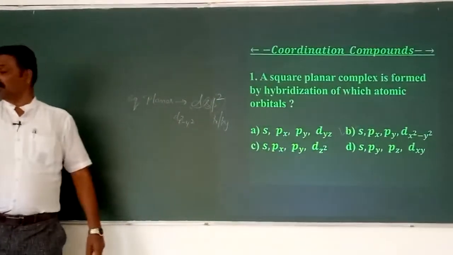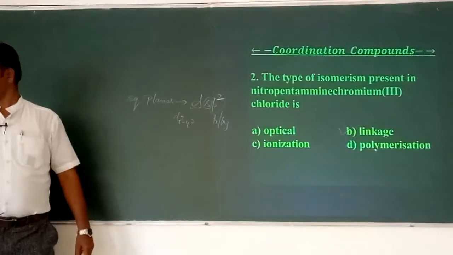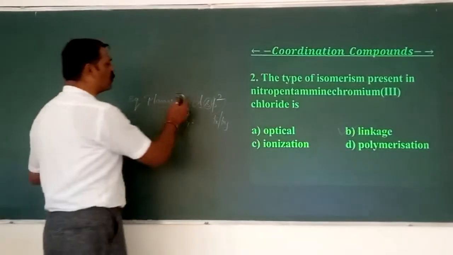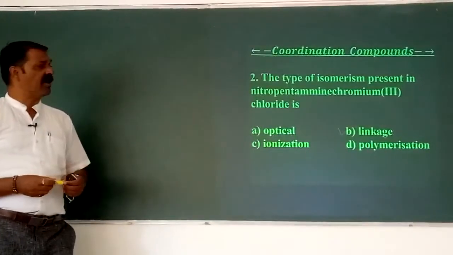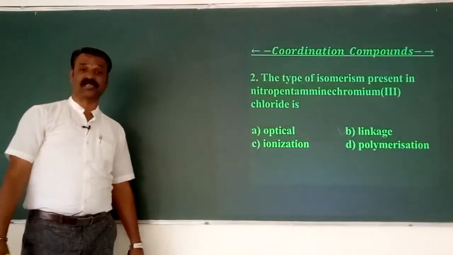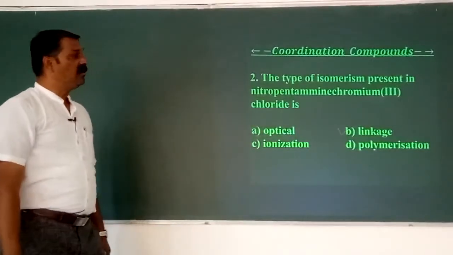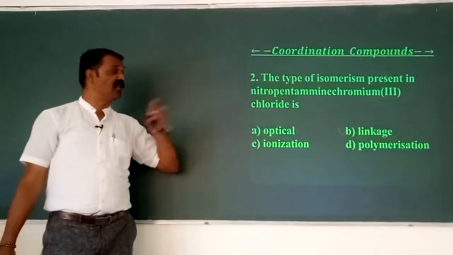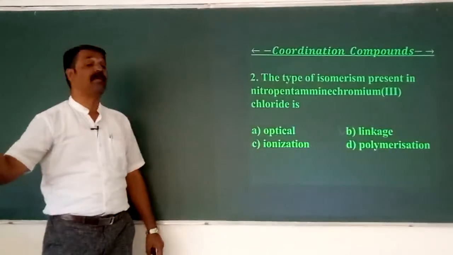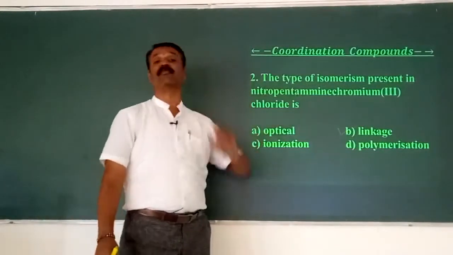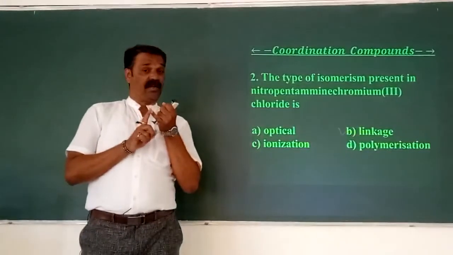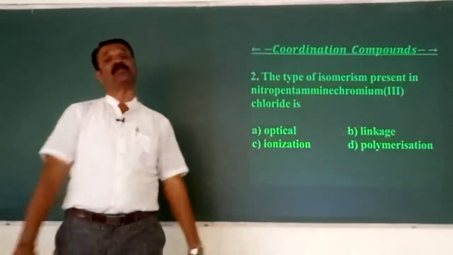Okay. So now let's move on to the second one. The type of isomerism present in nitropentaamine chromium 3 chloride is? So here the central metal atom is chromium with 3 as its oxidation state, and the simple ion present is chloride, whereas the ligands present are nitro, along with the pentaamine, means amines. Cyanide or isocyanide, nitro or isonitrito, thiocyanate or isothiocyanate, they are the best examples for what?